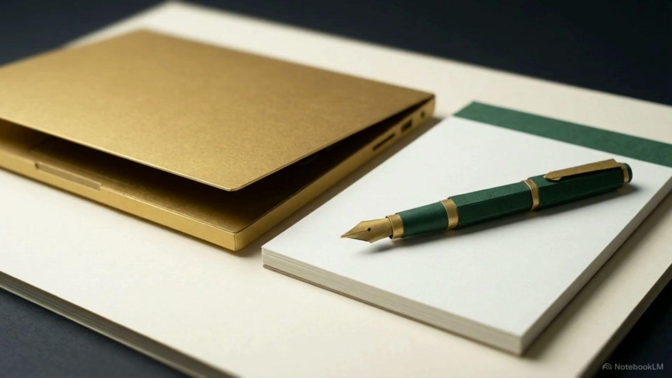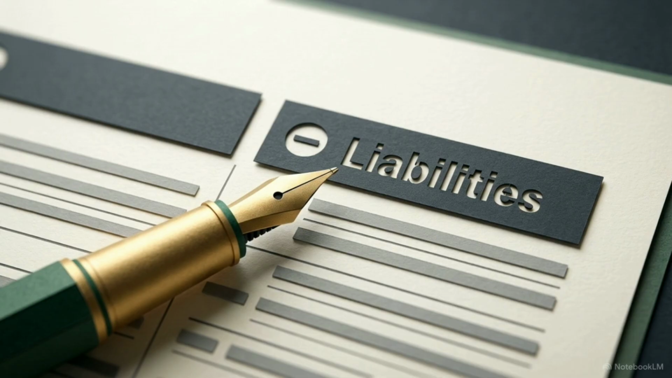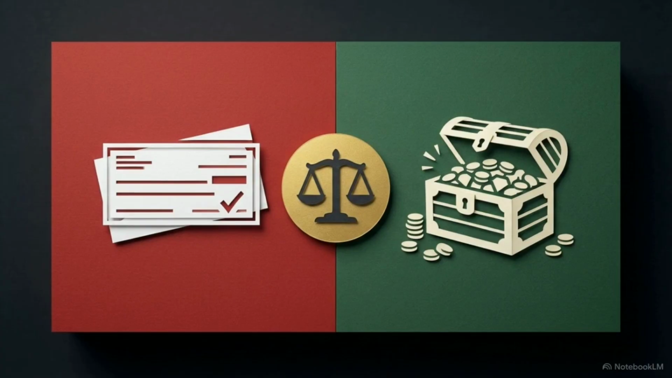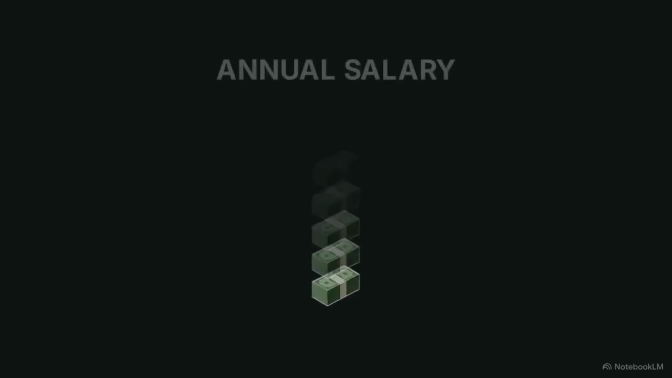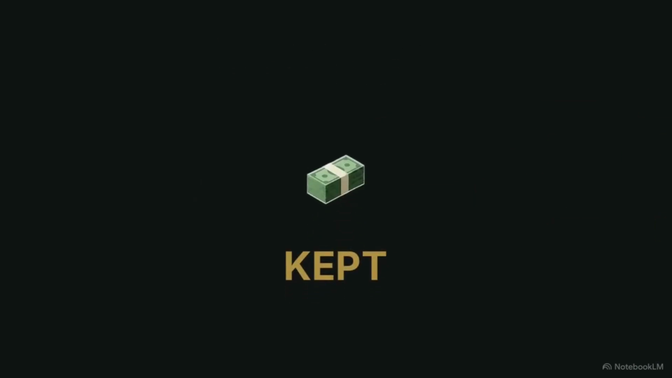Step 1. Grab a pen and paper or open a blank spreadsheet. Create two distinct columns. Label the first one assets, meaning what you own, and the second one liabilities, meaning what you owe. Many people confuse income with net worth. Your annual salary does not dictate your global percentile. We are only measuring what you actually keep.